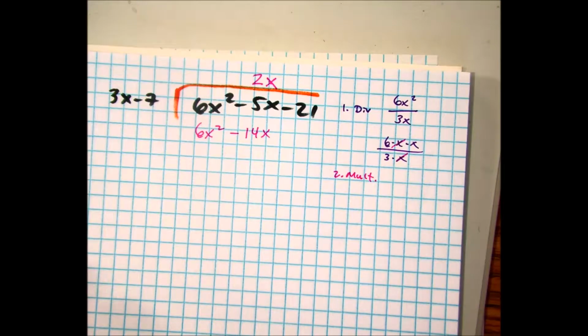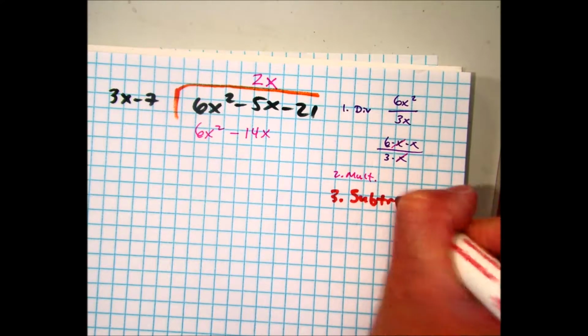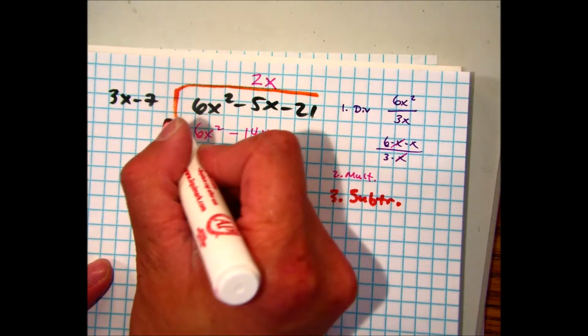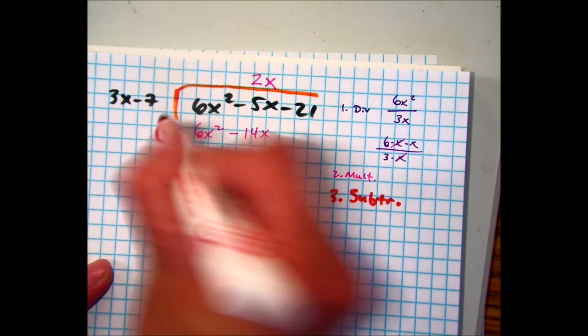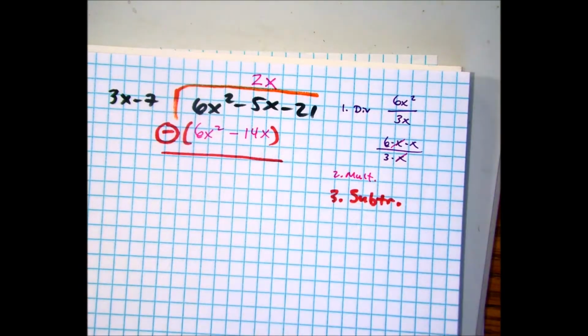Class, what should I do next? Let's subtract. Notice how I placed it. I put a circle around my subtraction sign, and I put all of this in parentheses to make it very obvious.